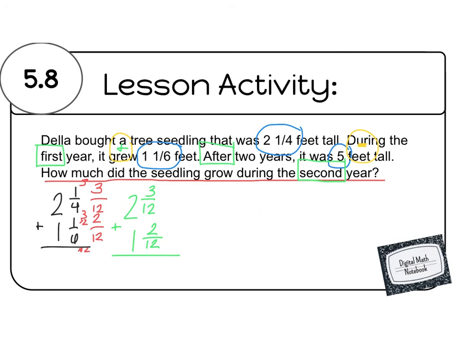3 plus 2 is 5/12, and 2 plus 1 is 3. So at the end of the first year, her tree was 3 5/12 feet. But at the end of the second year, it was 5 feet. So we need to know how much it grew between the 5 feet and the 3 5/12.